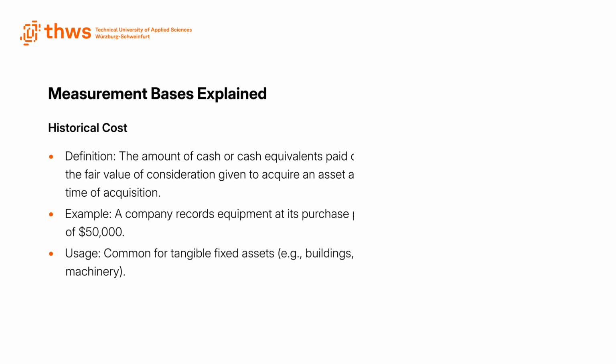But here's the catch. It doesn't change over time. So even if the machine becomes way more valuable or way less, you still see that original $50,000 on the balance sheet. Great for stability, not so great for reflecting current value.